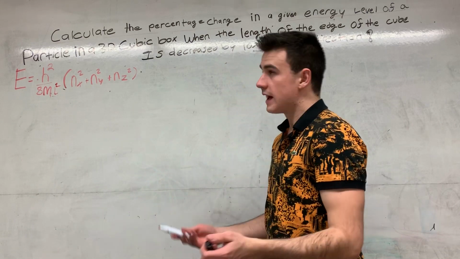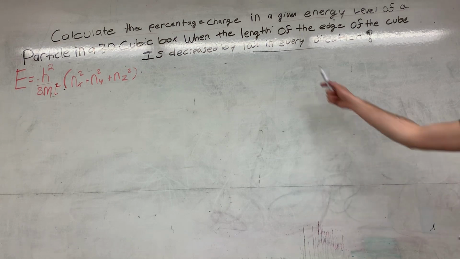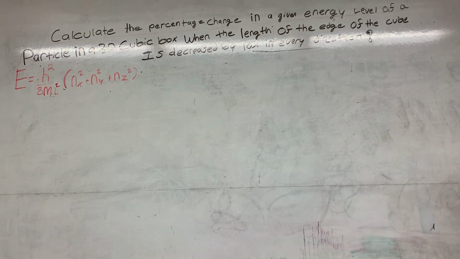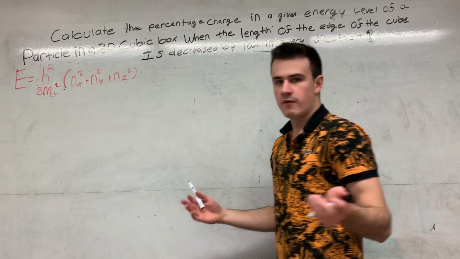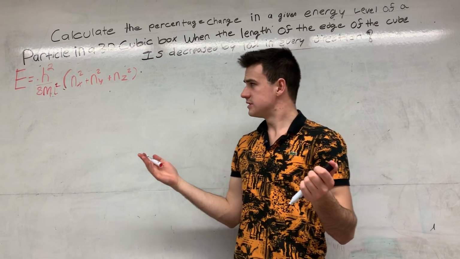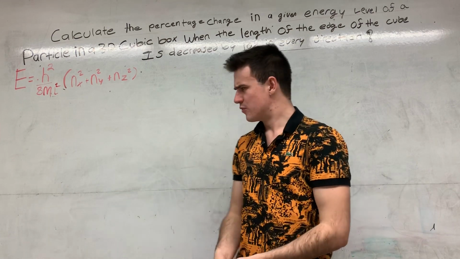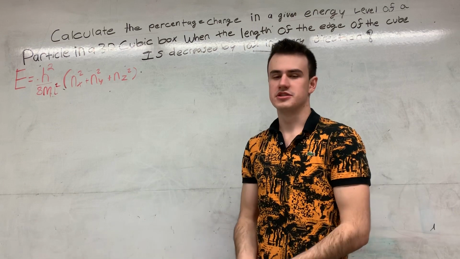Today we'll be looking at calculating the percentage change in a given energy level of a particle in a 3D cubic box when the length of the edge of the cube is decreased by 10% in every direction. This will be a straightforward question that will involve a little bit of simplification and then at the end a bit of algebraic manipulation, and we will arrive at our solution.